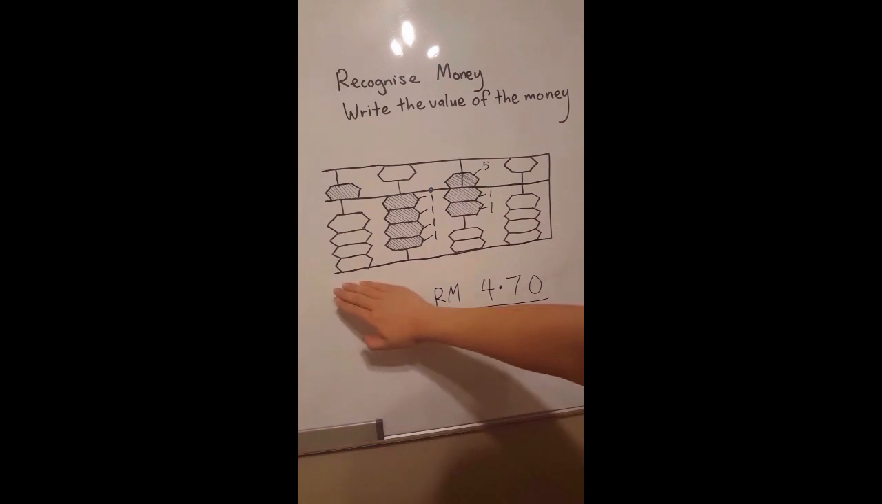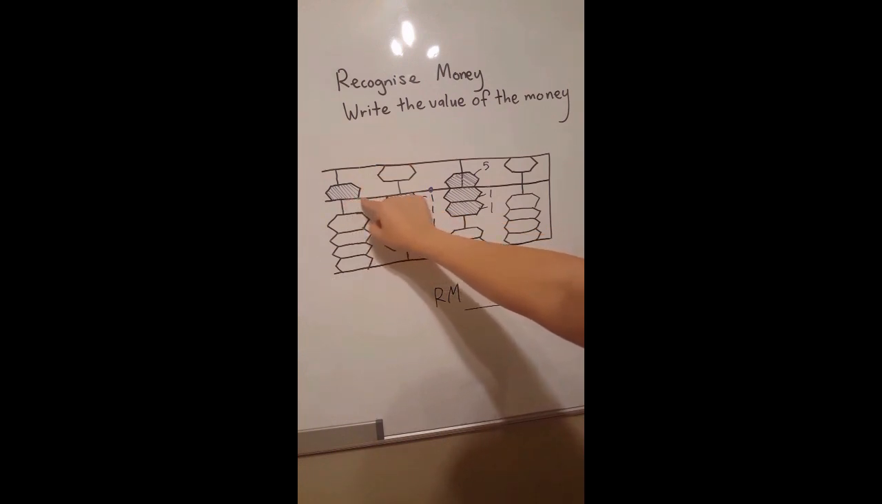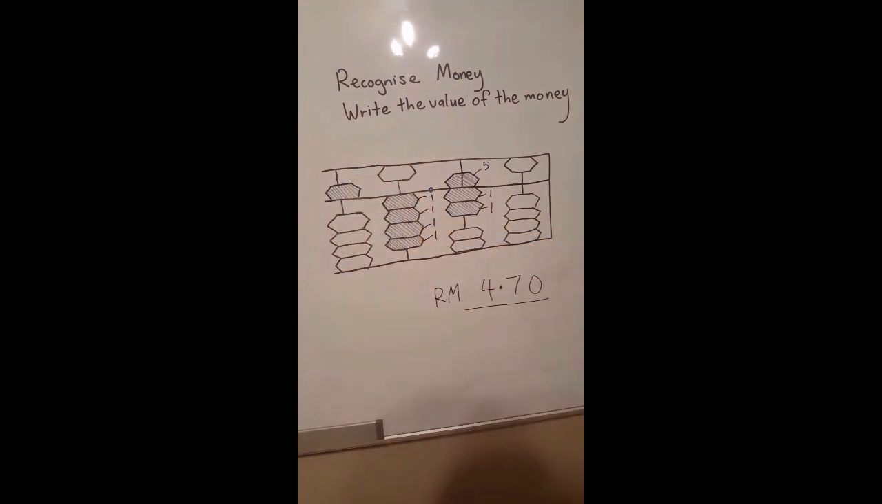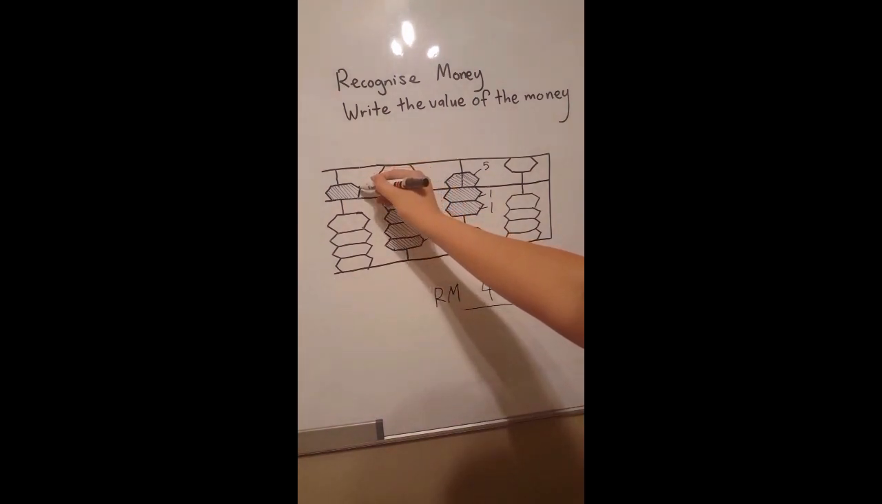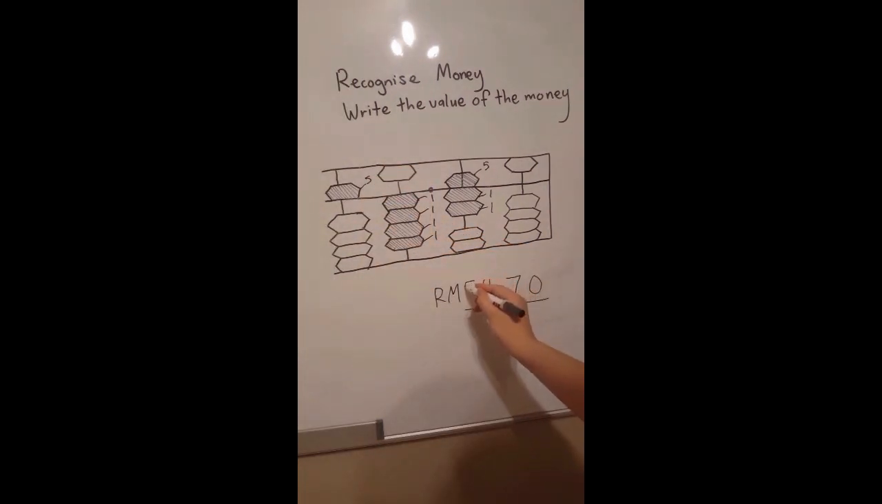Now what about this part here? We have a bead coming from the top to the horizontal line. We have a bead here. This bead is counted as 5, right? So we write down 5, right? So from here we can see that the value is actually 54 ringgit and 70 cents.